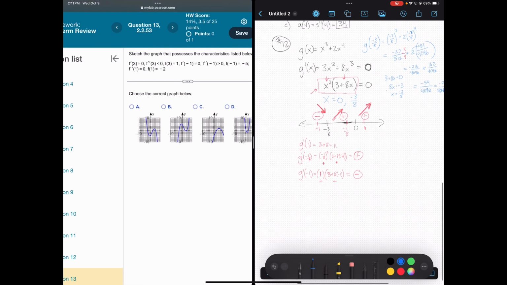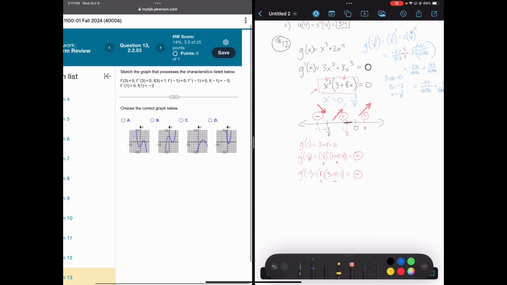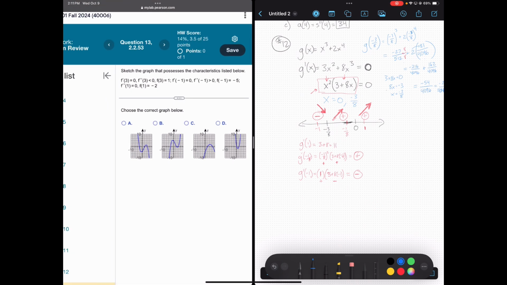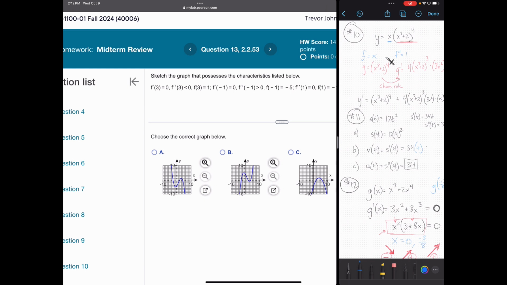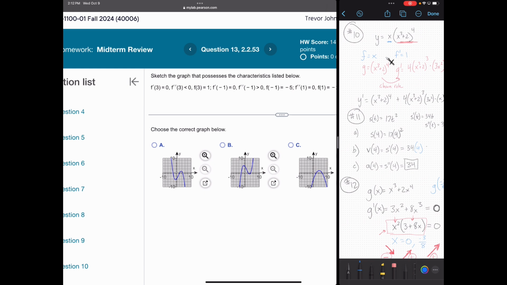Okay. This one's also nice because it gives you multiple choice, so it gives you lots of different options to look at. For this one, you don't actually need all of this information. Let's just look at this first group of information that all deals with my x value of 3. F prime of 3 is equal to 0. What does that tell me? Critical point. I have a critical point at 3.